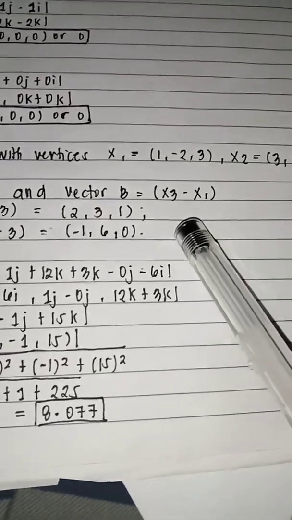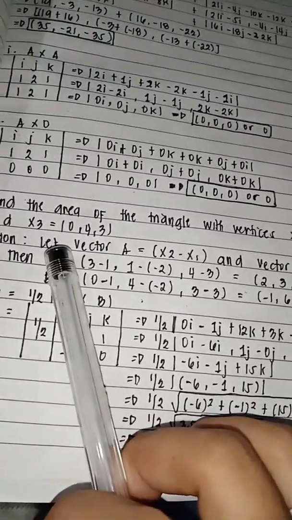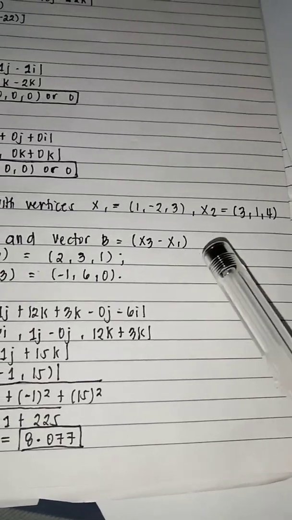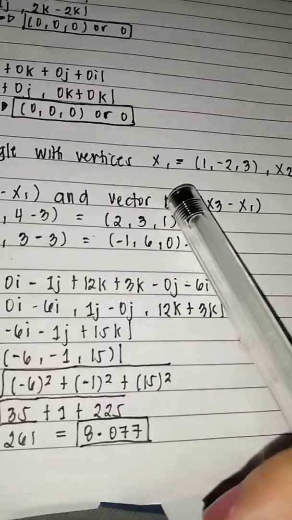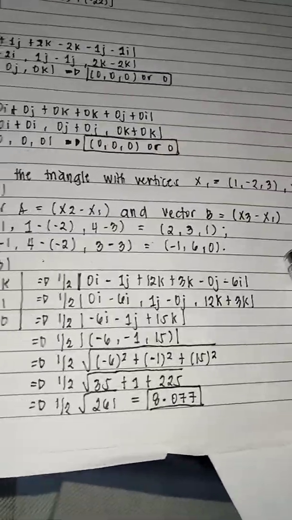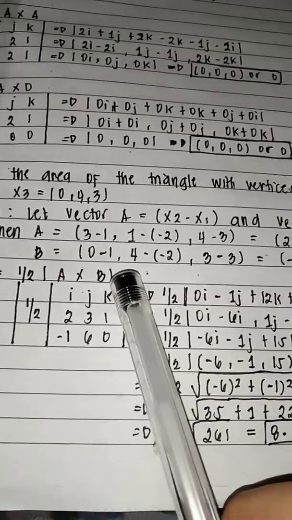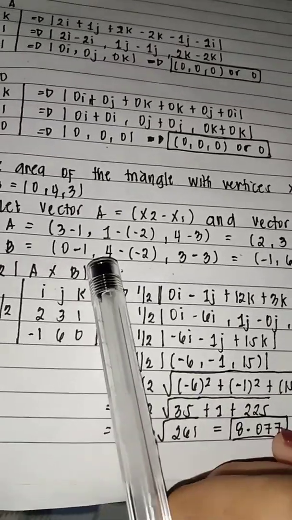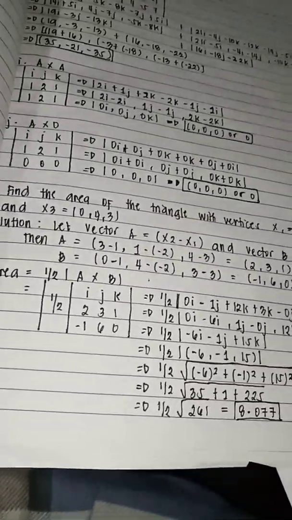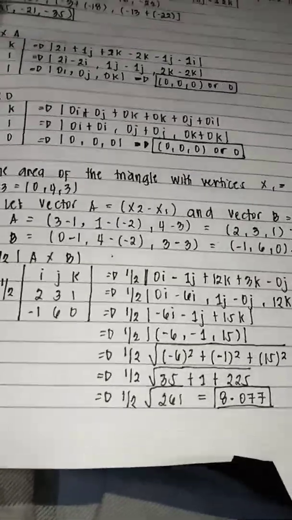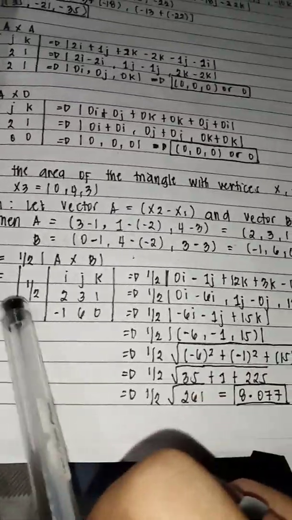For vector B, the value of x sub 3 is 0, 4, 3. So we will subtract the value of x sub 1, which is 1, negative 2, and 3. So 0 minus 1 is equal to negative 1. 4 minus negative 2 is equal to positive 6. 3 minus 3 is equal to 0. So our vector A is 2, 3, 1, and our vector B is negative 1, 6, 0.